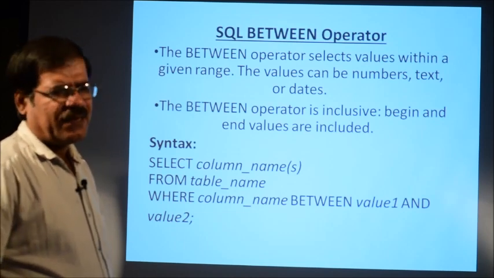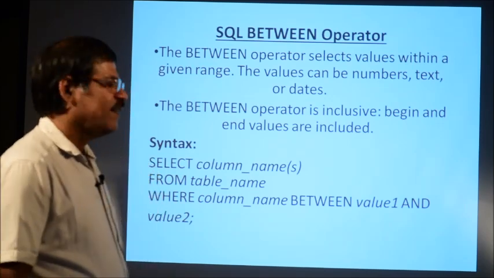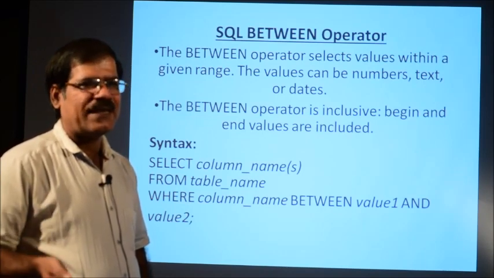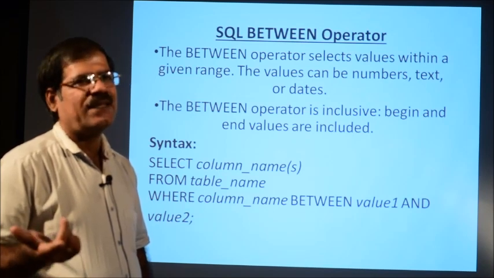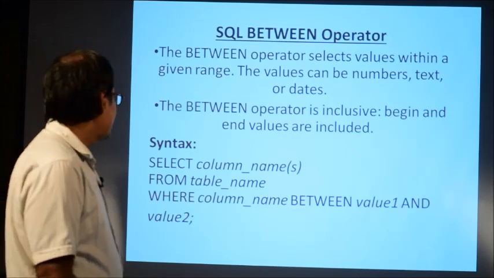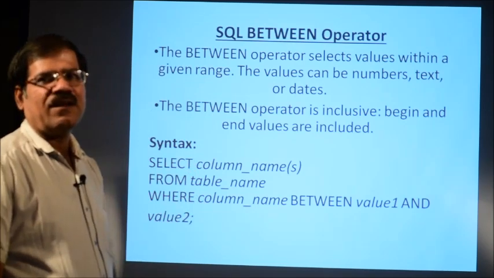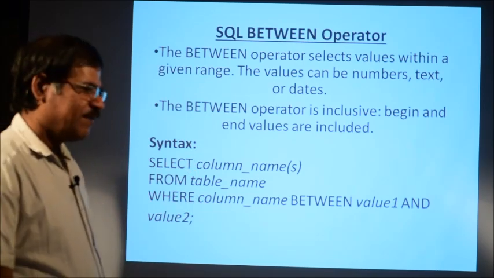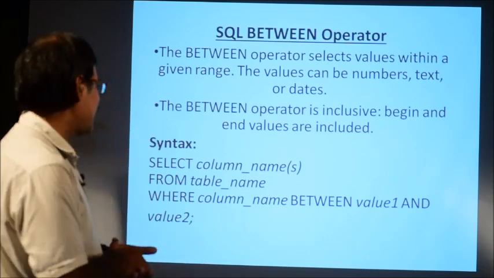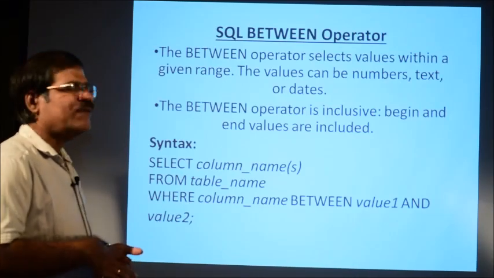There may be cases where all the fields are required. If all the attributes are required, you write star: select star from, then the table name. If not all the fields are required, only name is required, you simply write employee name. So either one column or multiple columns you may write. That's why it is written column name or columns. One column or multiple columns you can select from the table. It may be 1 or 2 or 3, or more, or you can write star. Star means all the columns.